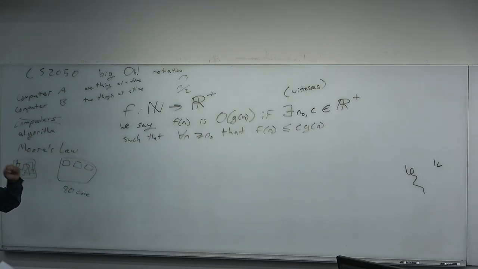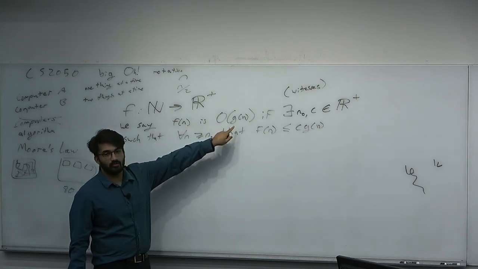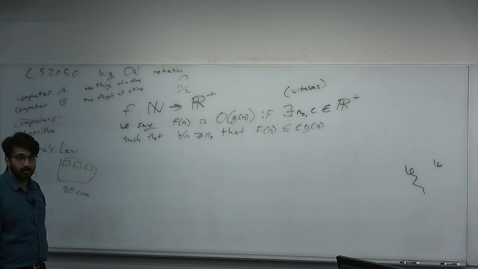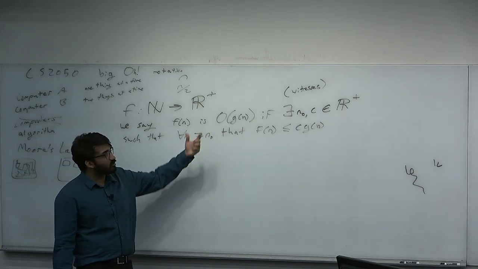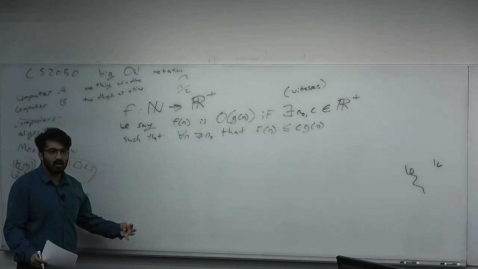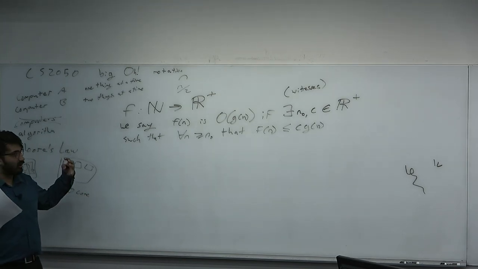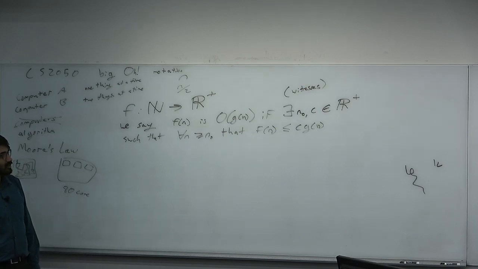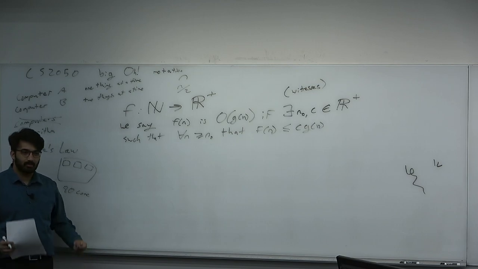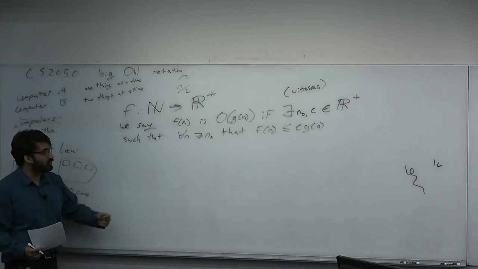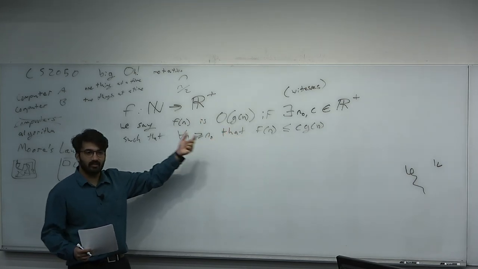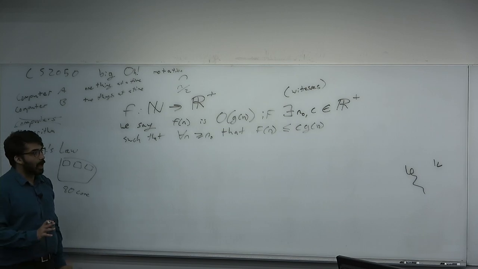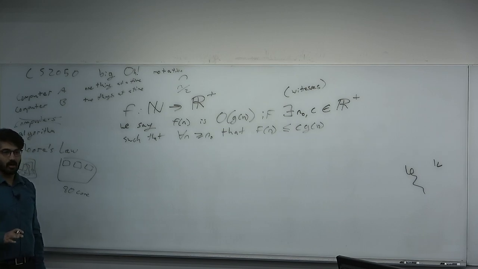Now, sometimes you may see f of n is equal to O of g of n. This isn't technically correct. It's not the same equal sign, but it's a very common notation. O of g of n is really a set of all possible functions that have the property of being O of that. But that's too cumbersome. Rather, you should think of Big O as a property of a function. f of n is O of g of n if it has a certain property. The way to think about this is that it's upper bounded by g of n up to asymptotics.